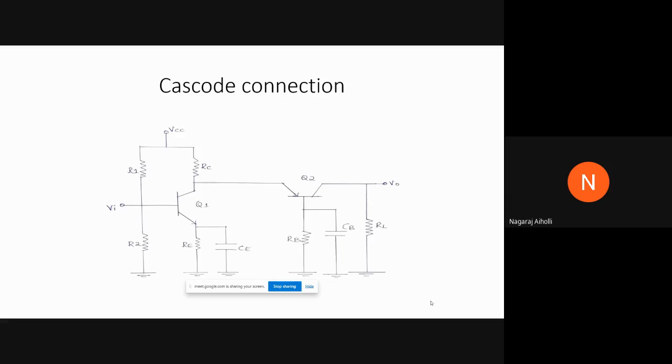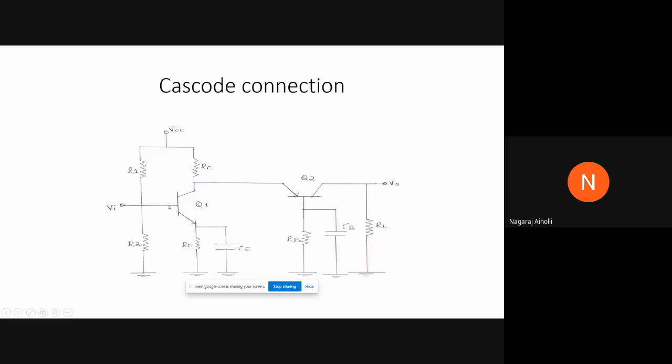Next, let us see the cascode connection. In the cascode connection, as I told in the last class, the common emitter amplifier drives the common base amplifier, or the output of the common emitter amplifier is connected to the input of the common base amplifier. This is called the cascode connection.